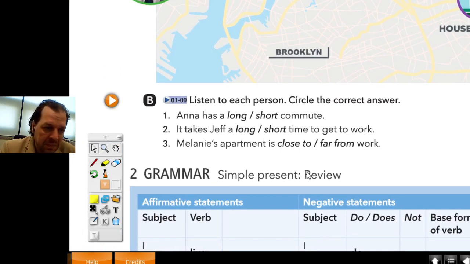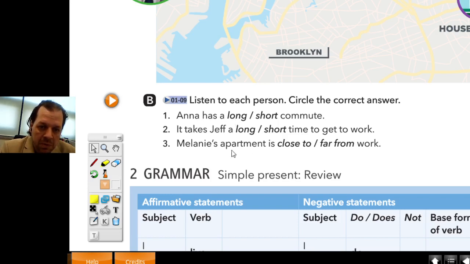I'm Anna. My house is close to work. My office is 10 minutes away. I'm Jeff. My apartment is far from work. It takes me a long time to get to work. My office is 1 hour away. I'm Melanie. I have a short commute. My office is 5 minutes away from my apartment.